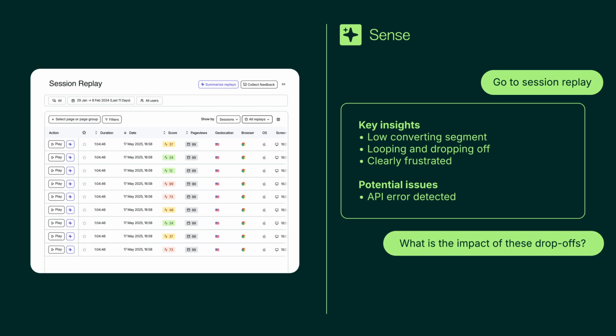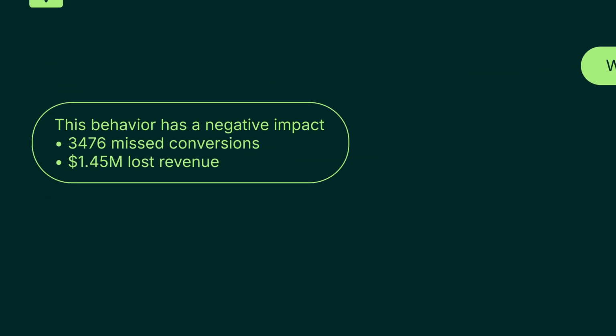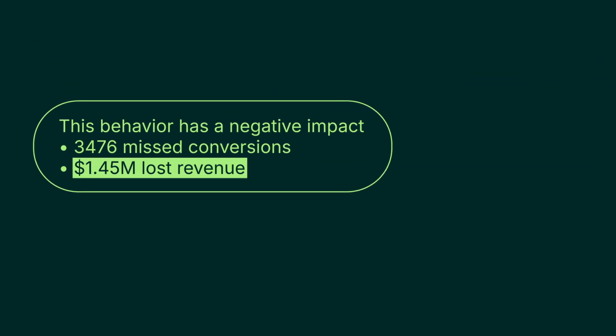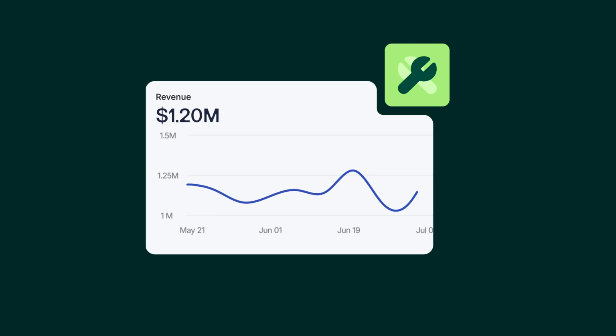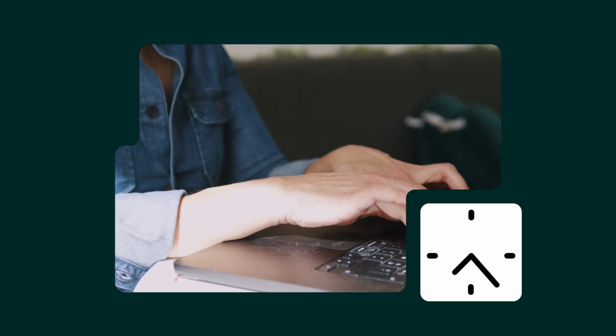And when you ask Sense to quantify the impact, you'll see just how much it matters. That's a lot of revenue right there. Fix this error and watch those charts rise. Good catch. Before, that would have tied up me and my team for hours. And now I know exactly what to prioritize without wasting the morning on analysis so we can take action right away.